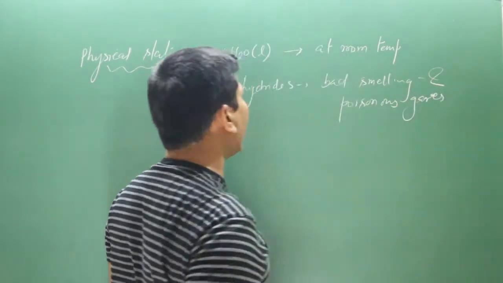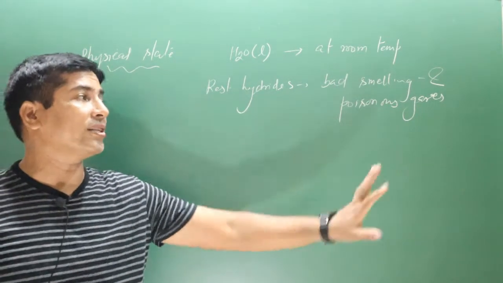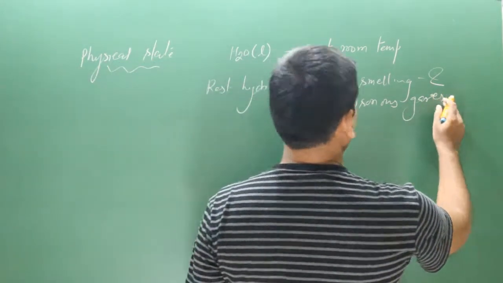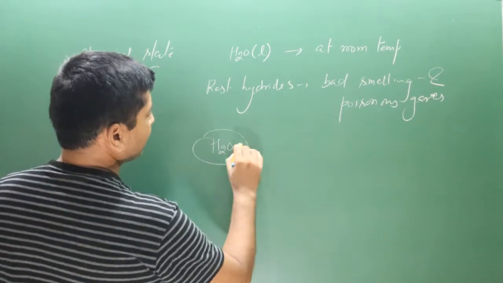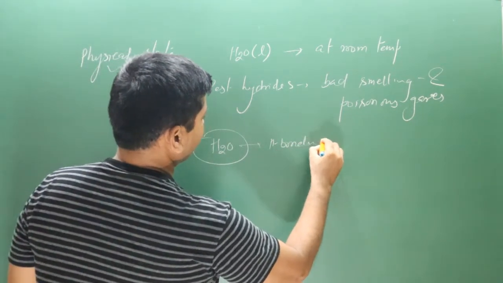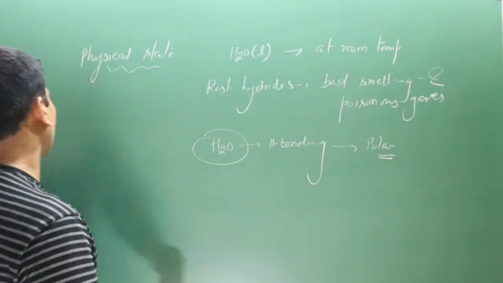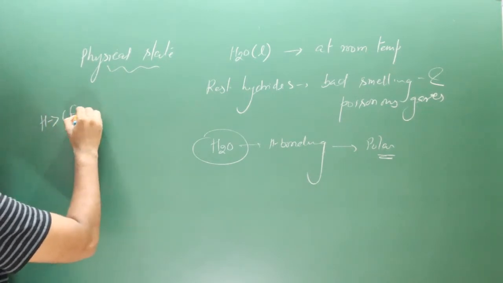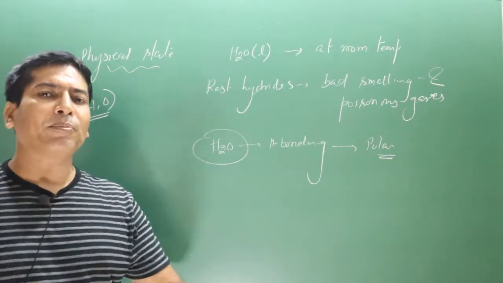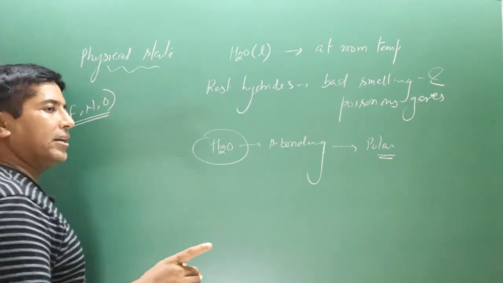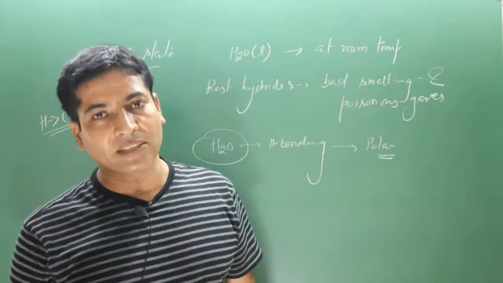So except the hydride of oxygen, you can see the hydrides of the rest of the elements are in the gaseous state. What kind of gases? Poisonous gases. Always keep in mind the water molecule has hydrogen bonding, that's why it is polar by nature. Hydrogen attached to fluorine, nitrogen, oxygen will show hydrogen bonding, and due to the presence of hydrogen bonding, the melting point as well as boiling point of the water molecule is higher than the rest of the hydrides of the elements.